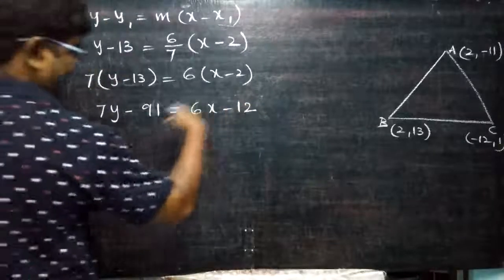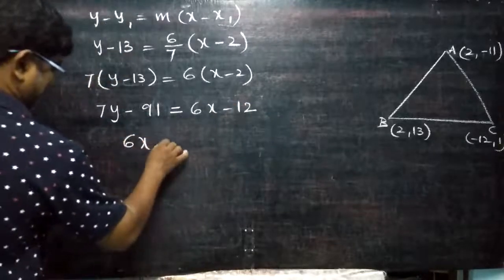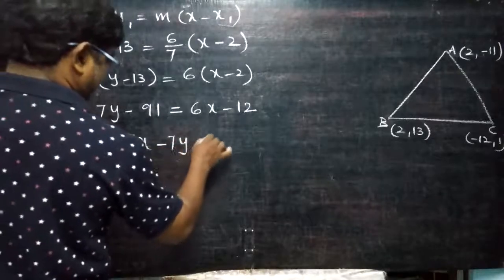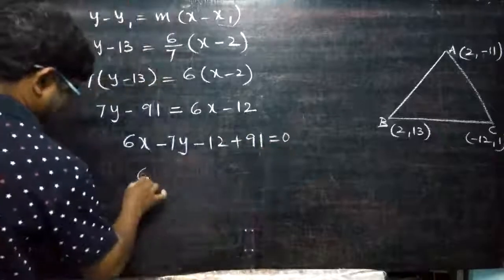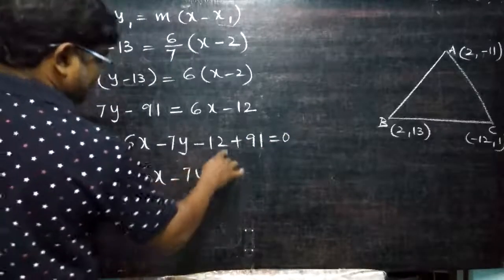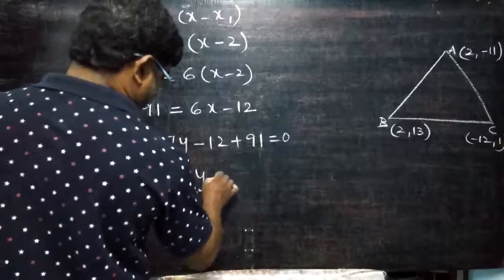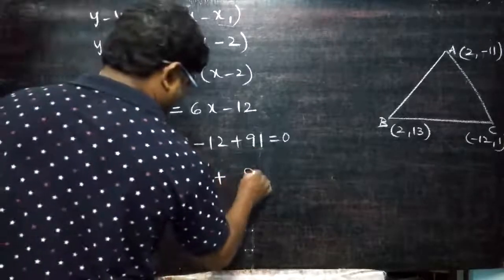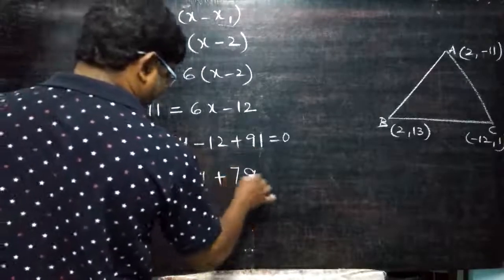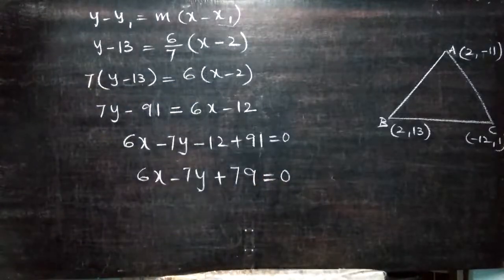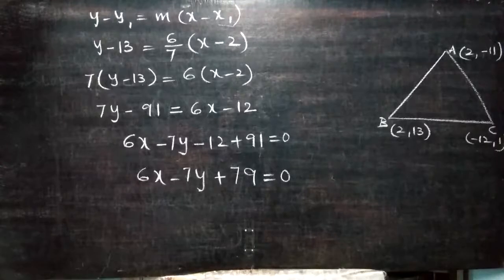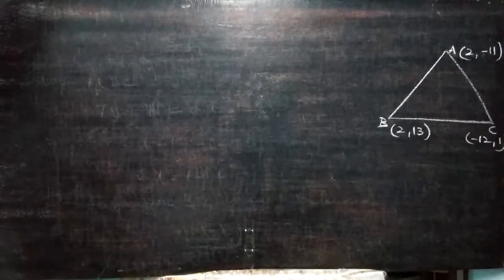Now bring this left hand side to the right hand side. 6x minus 7y minus 12 plus 91 is equal to 0. 6x minus 7y, subtract. Here plus is more, so 91 minus 12 is 79, is equal to 0. Therefore, the equation of BC is 6x minus 7y plus 79 is equal to 0. Write the conclusion. Now the third side, CA.